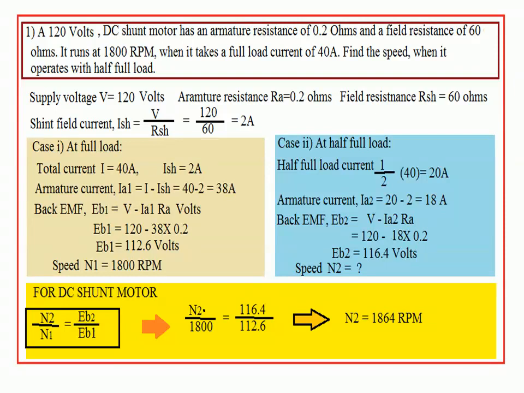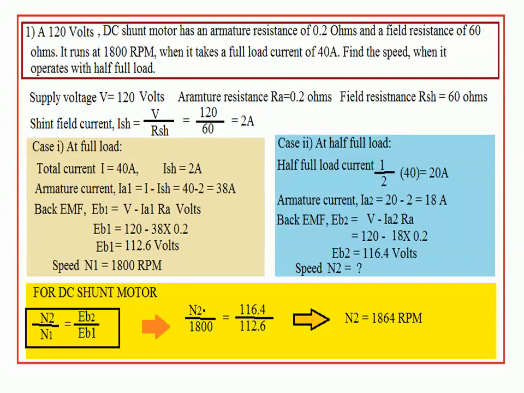This current remains same for both conditions. By knowing the field current, you have to calculate the case number 1 armature current, IA1. IA1 equal to I minus ISH, 40 minus 2, 38 ampere. For respective armature current, calculate respective back EMF, that is case 1 back EMF, EB1 equal to V minus IA1 into RA. We are going to get 112.6 volts.